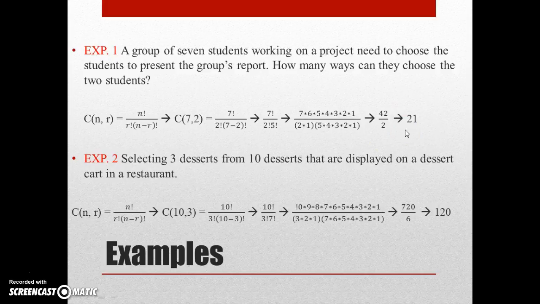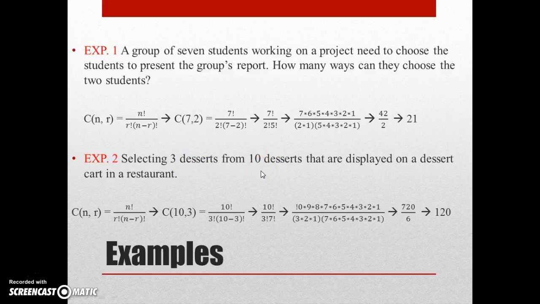Let's look at another example just for more practice. Example number 2 reads: selecting 3 desserts from 10 desserts that are displayed on the dessert cart in a restaurant. Again, I recommend writing out your formula here just to better remember it, and then we apply it. Our n, our set size, if we read it carefully, selecting 3 desserts from 10 desserts: there's a total of 10 desserts. So this 10 is our n, and our subset size is 3, because you're choosing 3 desserts from the 10.